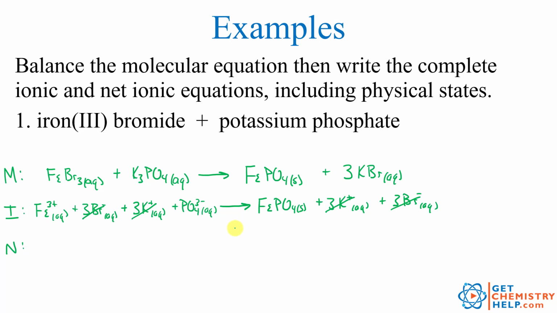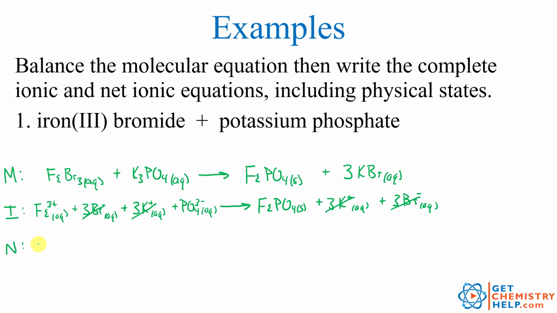Now a quick little tip here, these should always cancel out in the same number. If you find yourself canceling out 3 bromides on one side and then 1 or 2 bromides on the other side, odds are you've made a mistake. So either you didn't properly balance the molecular equation, or when you dissociated it into ions, you didn't dissociate it into the correct number of ions. So again, if these don't cancel out with the same number, go back and find your mistake.